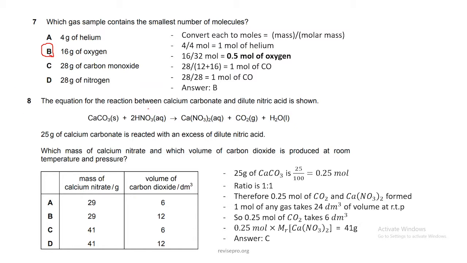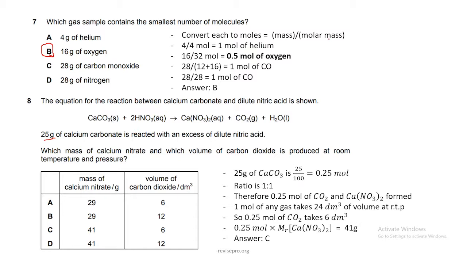The equation for the reaction between calcium carbonate and dilute nitric acid is shown. 25 grams of calcium carbonate is reacted with an excess of dilute nitric acid. Which mass of calcium nitrate and which volume of carbon dioxide is produced at room temperature and pressure? Alright, so first I need to find out the number of moles that actually react with the nitric acid. Nitric acid is in excess, it really doesn't matter, we don't need to deal with that. All we need to know is the number of moles of calcium carbonate used.